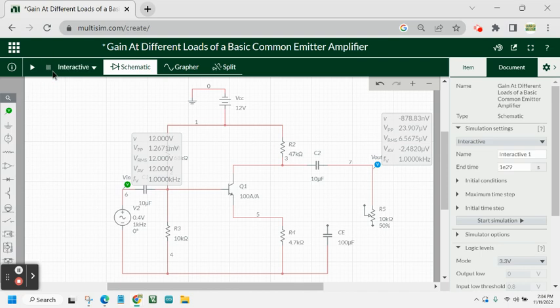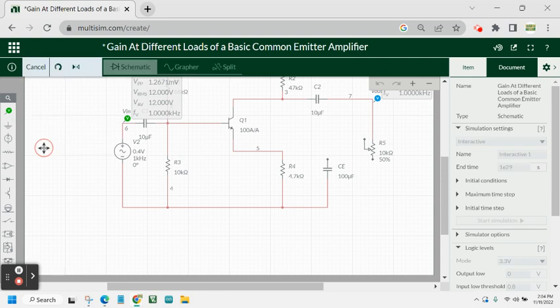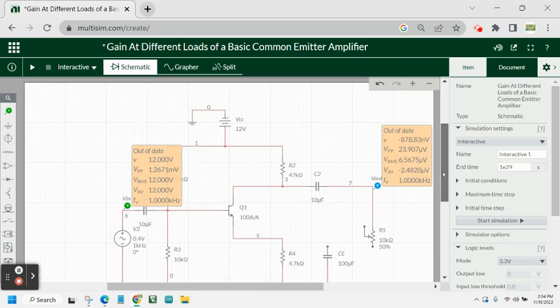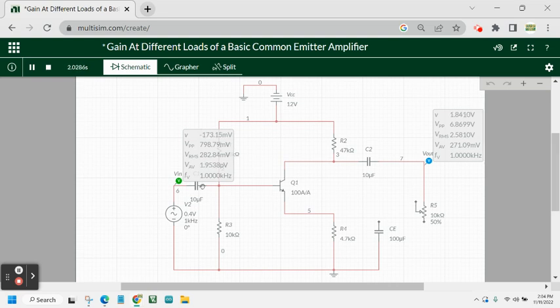So we have to stop this. I think we did not put the ground. So let's put the ground here at the bottom. Let's try it again. Let's run the simulation. And there you go. You see here that the peak to peak voltage is around 800 millivolts, or 0.8 volts, which is the equivalent of 798.79 millivolts. So this is around 0.8 volts peak to peak input voltage.